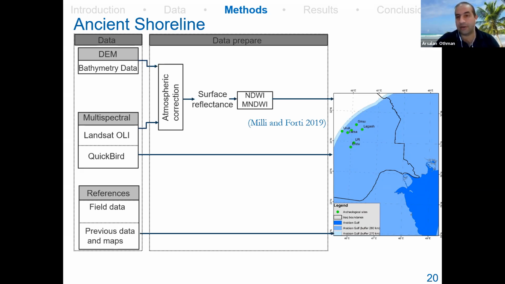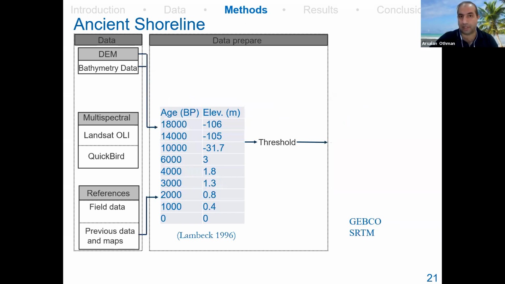For that, it's good to model the shape of the Arabian Gulf depending on remote sensing and geophysical data. I made a literature review, which was heavy because I was not interested in archaeological work before. I found one of the good papers, published by Lambic in 1996, about sea level elevation change. He stated a figure that I converted to a table showing that the elevation, for example, for 18,000 years was minus 106, and in the present is 0.